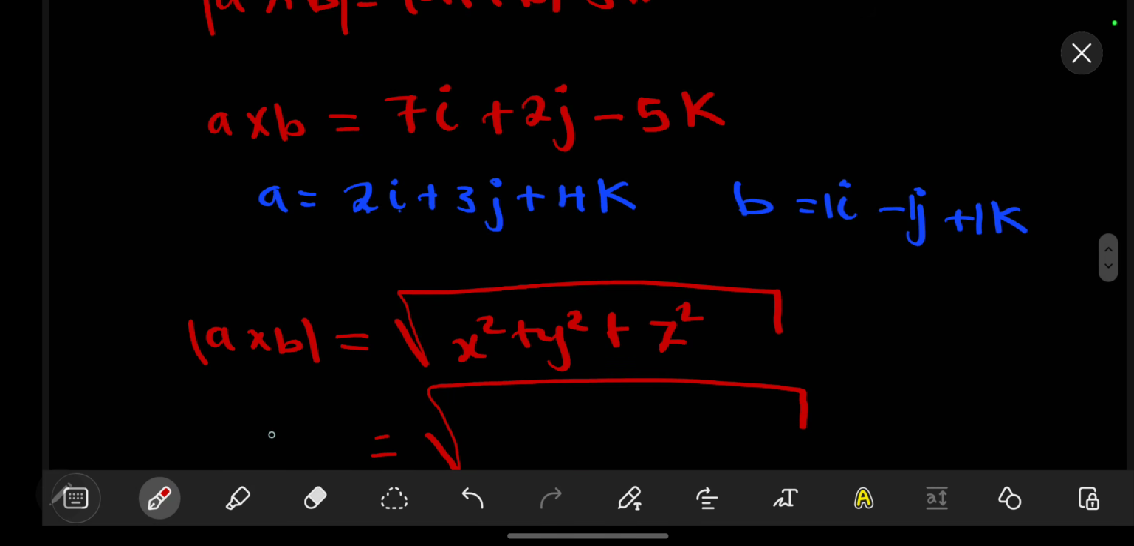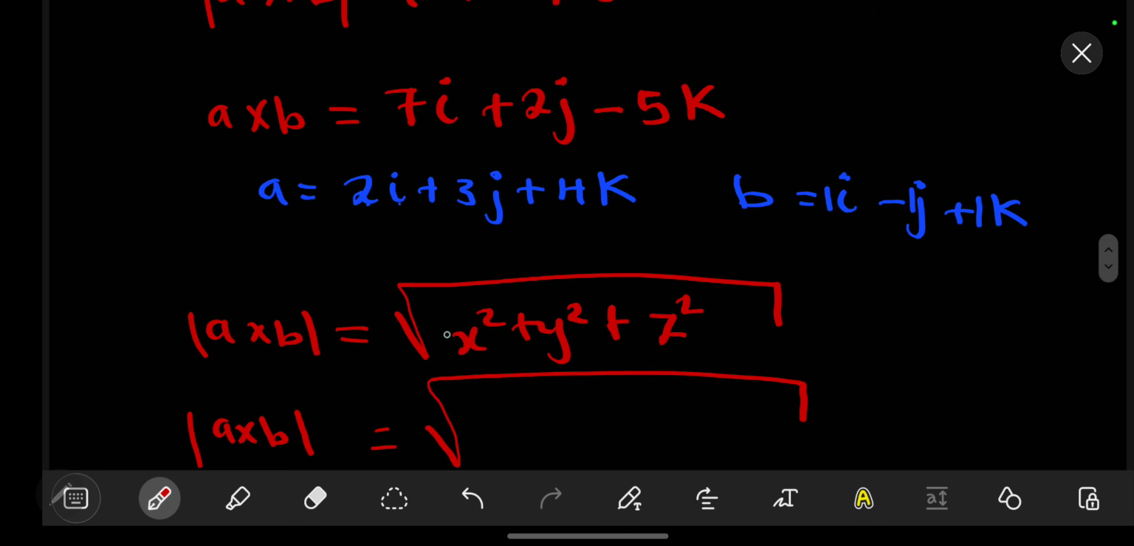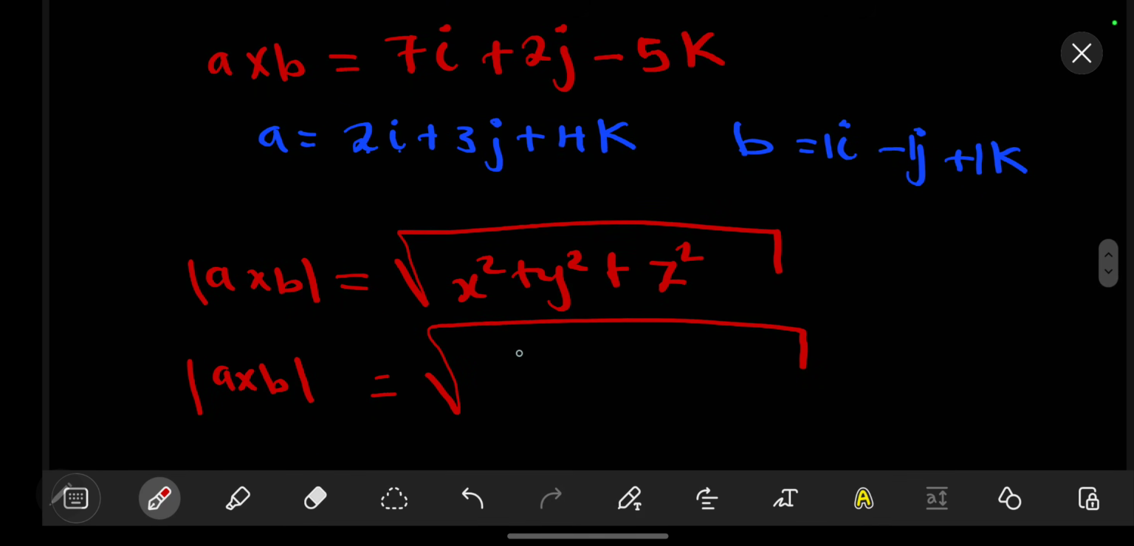In this case, A cross B has values such as x equals 7, the one with i. You can watch my video on magnitude in case you do not know how we are doing things. So it will be 7 squared plus 2 squared, for the one with j, which is y, then plus negative 5 squared.